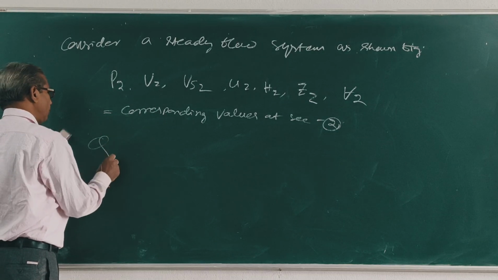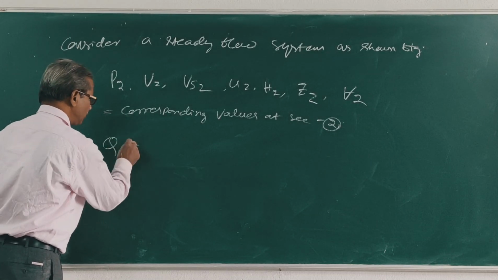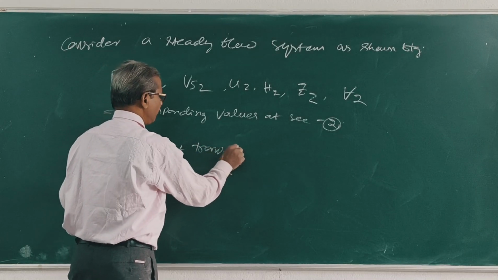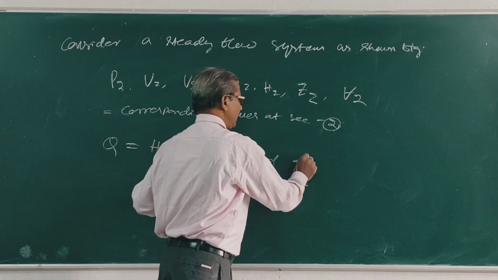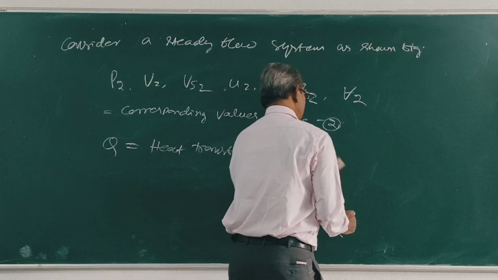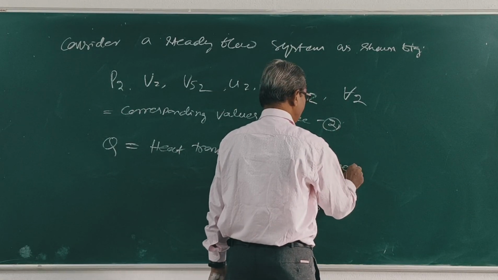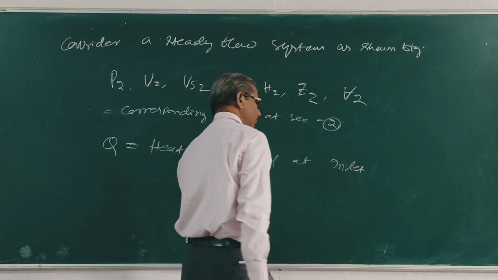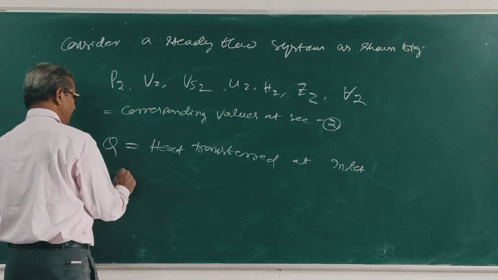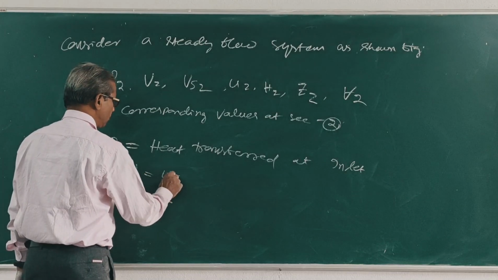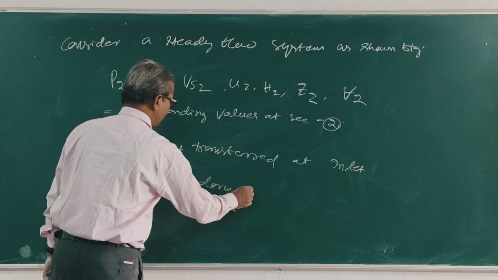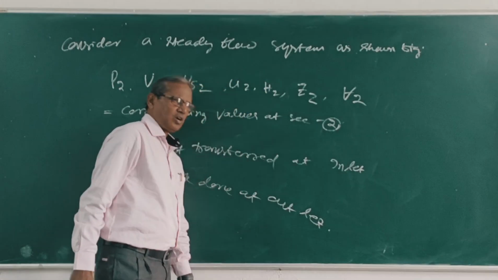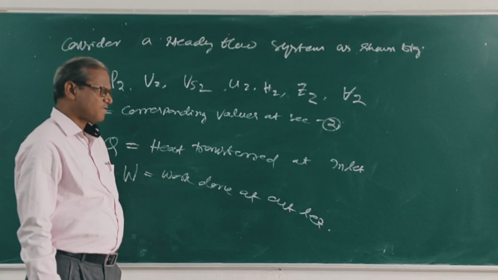Q is equal to heat transferred at inlet or at section 1 to the fluid. W is equal to work net outlet or by the fluid. Clear?